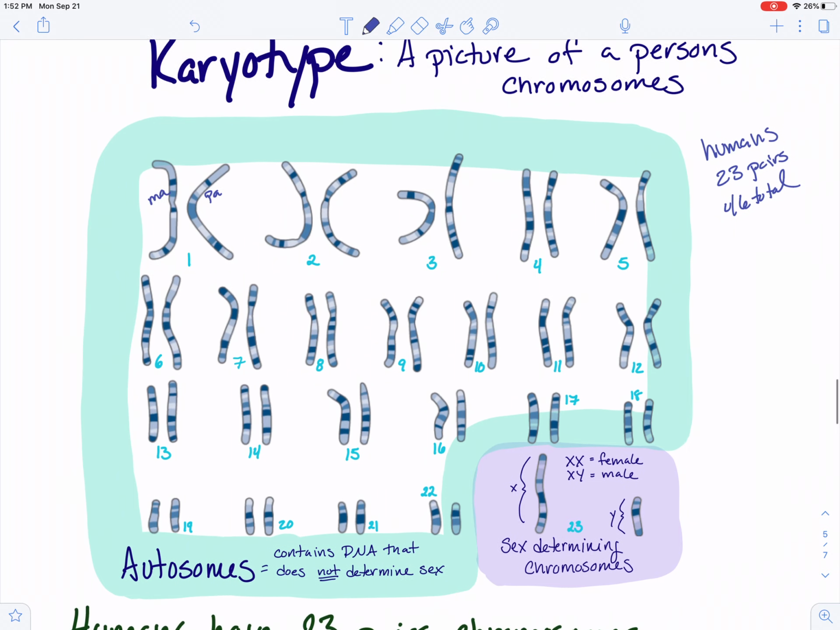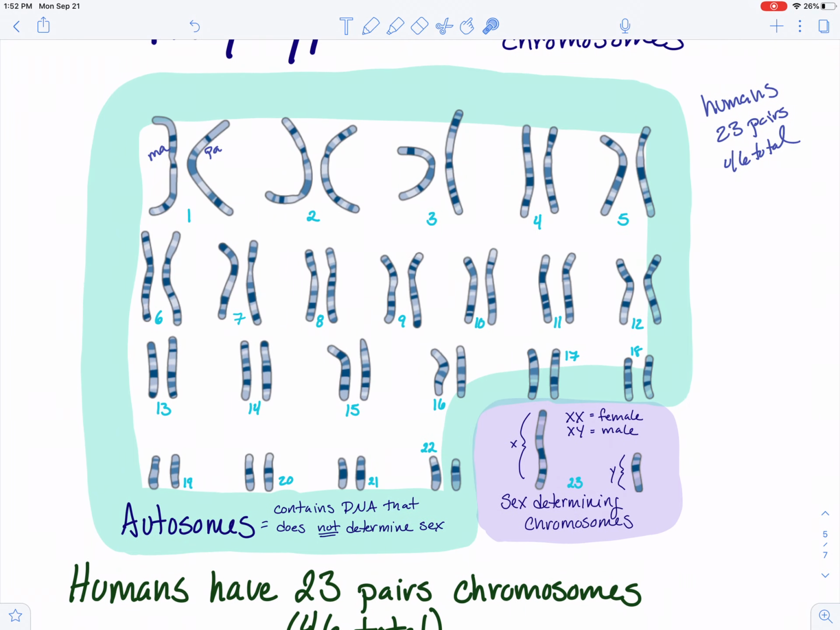Now, 22 of those pairs are known as autosomes, or autosomal. And this means that they contain DNA that does not determine sex. So chromosome pairs 1 through 22 code for lots of different things about you, but not anything that determines whether or not you will be male or female.